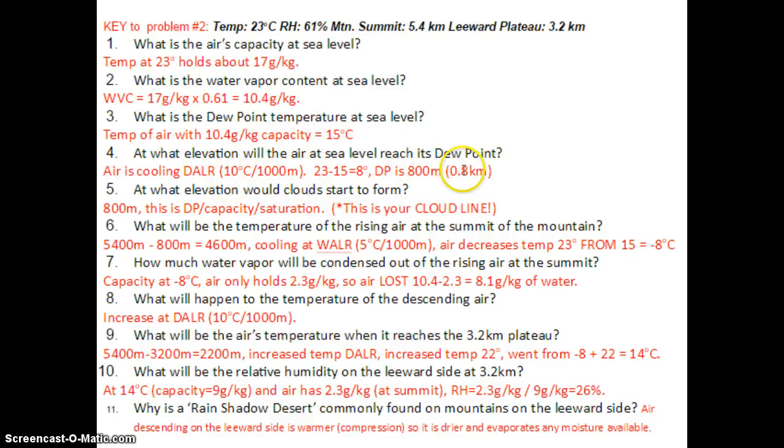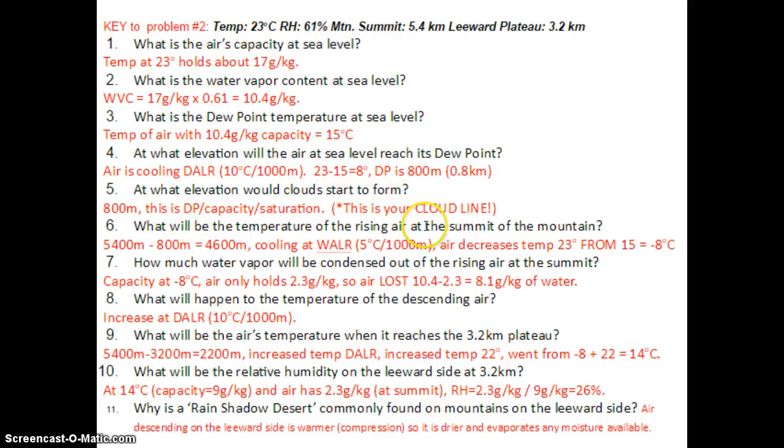Yep, 0.8 kilometers. It goes from 23 to 15 degrees, right? That's its dew point. So that's 8 degrees. It's going to travel 800 meters to cool 8 degrees. So at what elevation will clouds start to form? Well, that's your 800 meters. This is your cloud line.